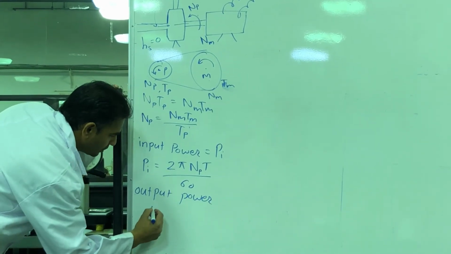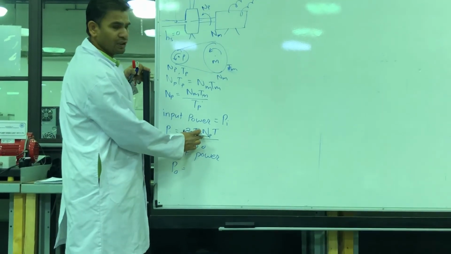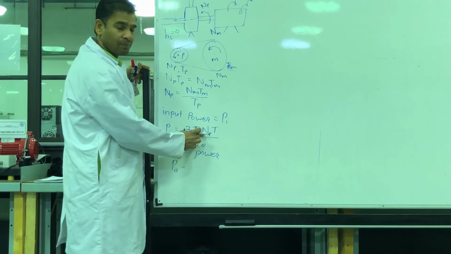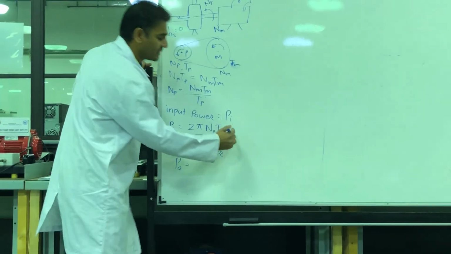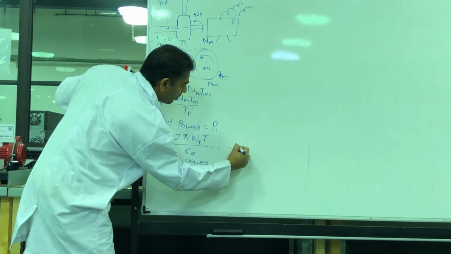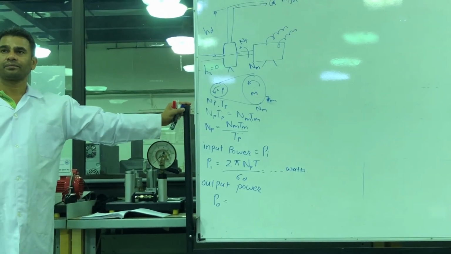Power output, PO. Now see here: this is Newton radian per second. Torque is in Newton meter. Newton meter per second is nothing but watts. This power is in watts.